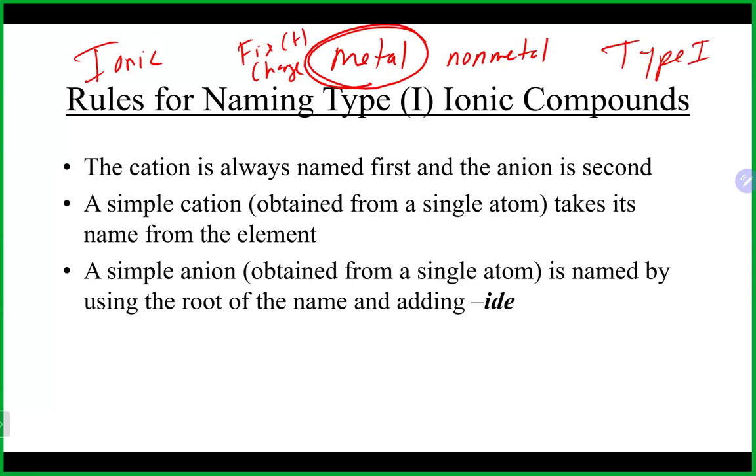The nice thing about a type 1 compound is, frankly, once you figure that out and you have the formula, you're ready to name it. You don't have to worry about anything else other than it's a type 1. I'm just going to name it like I should. The way you should name it is you use the whole name of the metal, and the non-metal, you drop the last part of the name, and you get the little IDE action.